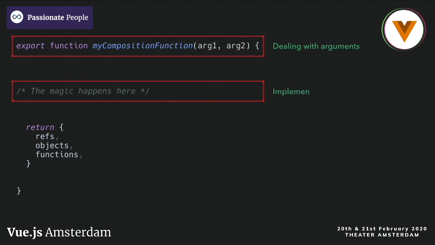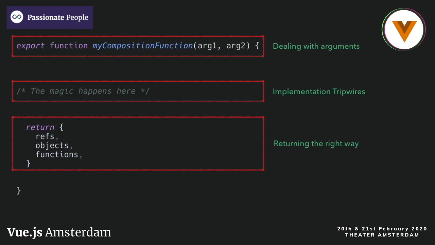Then I will talk about implementation tripwires, just what to watch out for when you're using the composition API to do something. I think I have one great example to give you a little bit of food for thought. And then I'm also talking about returning and how to structure the values that you are returning, how to name them, just so you can have a composition function that is easy to use for the consumer.